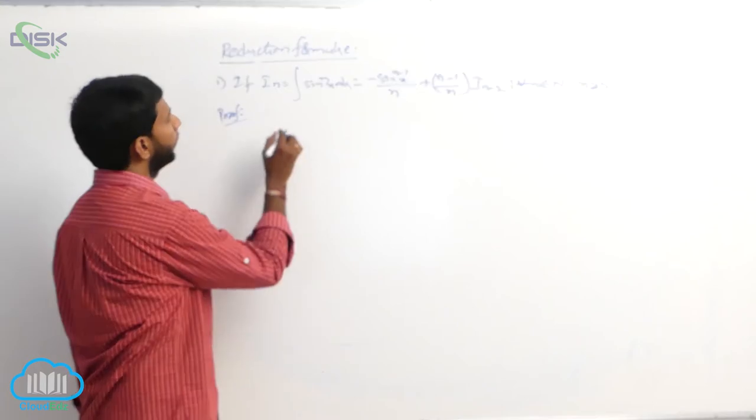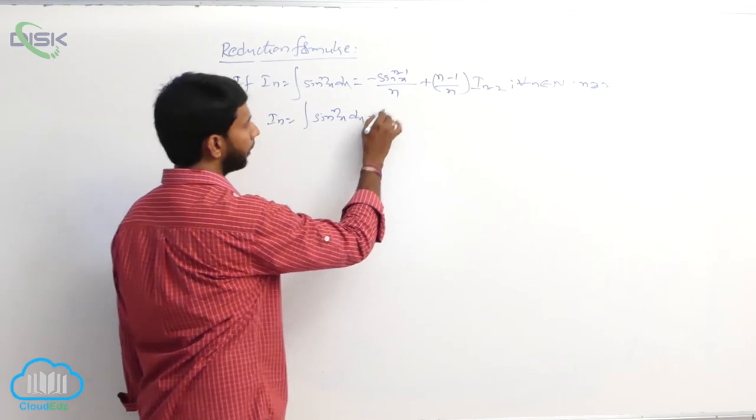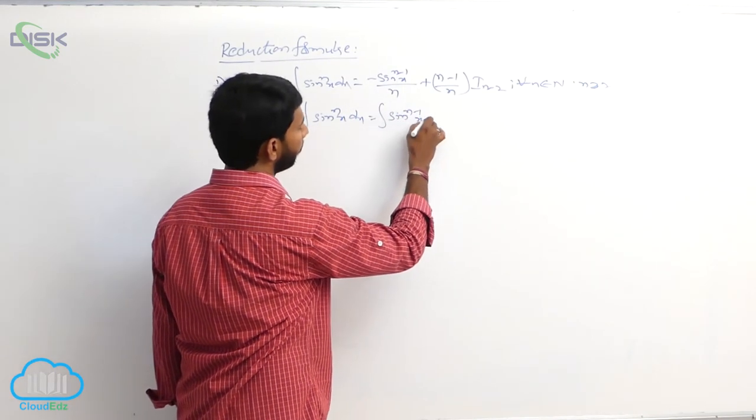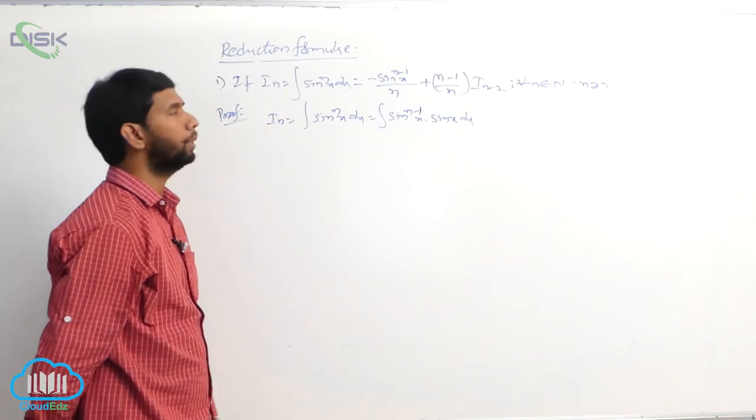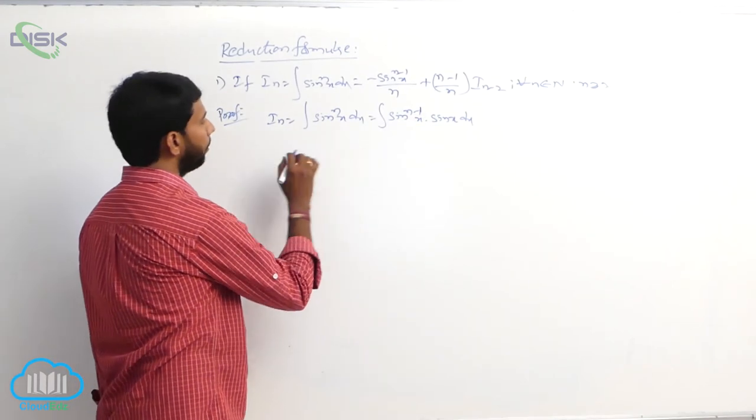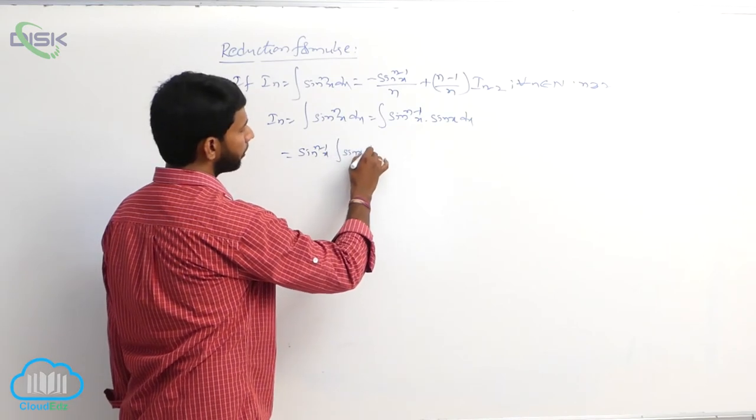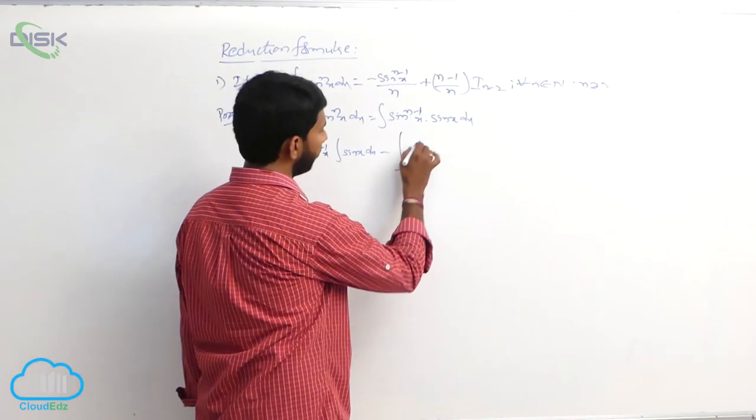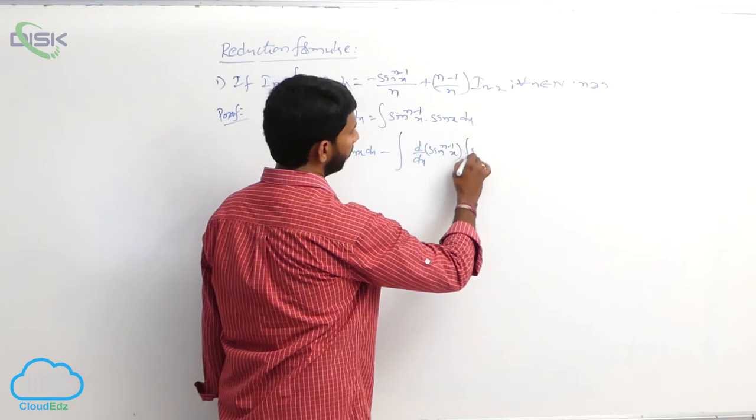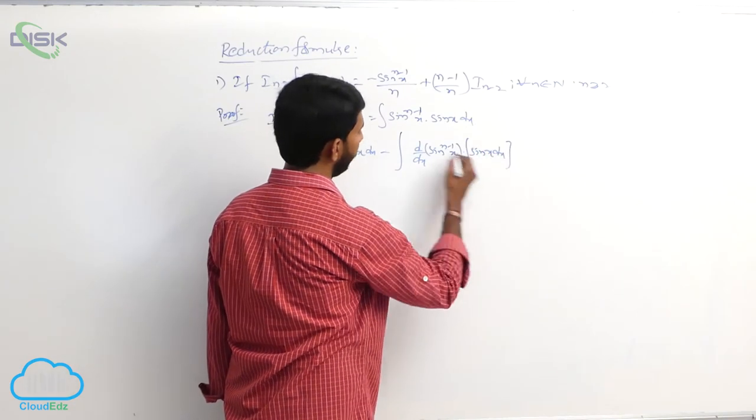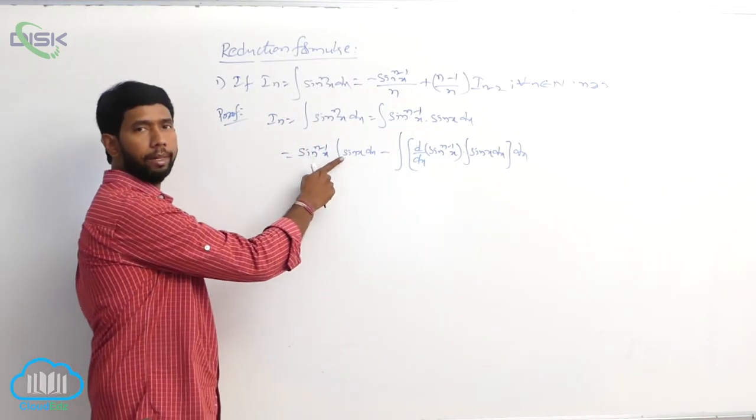Go to proof. If I n is equal to integral of sine power n x, sine power n x can be written as sine power n minus 1 x into sine x dx. Apply by parts, that is sine power n minus 1 x into integral of sine x dx, minus integral of d by dx of sine power n minus 1 x into integral of sine x dx, whole dx. Here integral of sine x is minus cos x.